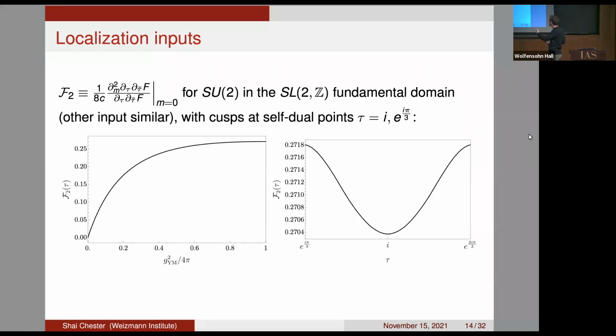Another thing you should note about these plots is that at these self-dual points, the slope is 0, which is what you expect because on general grounds, you expect that self-dual points on conformal manifolds should be critical points. Okay, so this is the localization input, and this thing can in principle be computed to any number of digits, just by doing your numerical integrals bigger, waiting longer, using a cluster, etc.